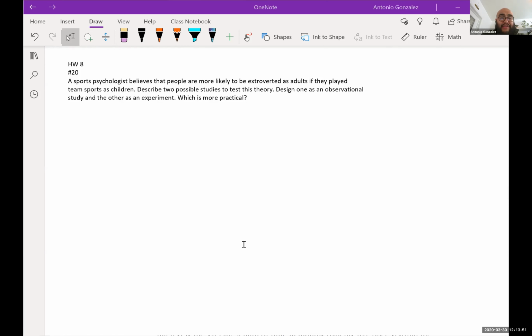A sports psychologist believes that people are more likely to be extroverted as adults if they played team sports as children. Describe 2 possible studies to test this theory. Design one as an observational study and the other as an experiment. And then we'll say which is more practical.